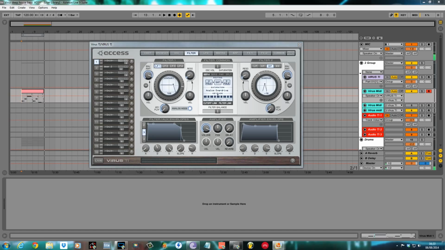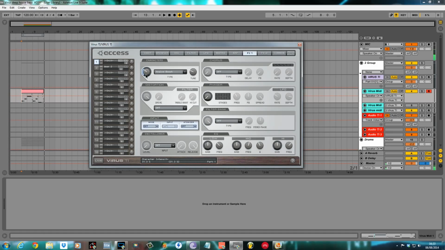So for FX 1, we have analog boost. As I say, push this mix round to about 60%, quite heavy, and pull the tune all the way to the bottom. That means we're going to aim it at the subby part of the sound.